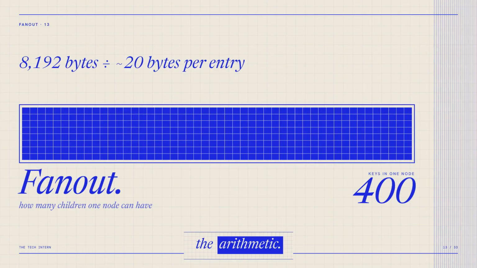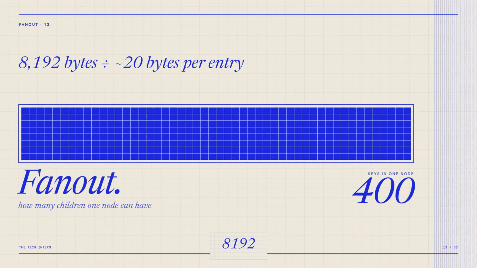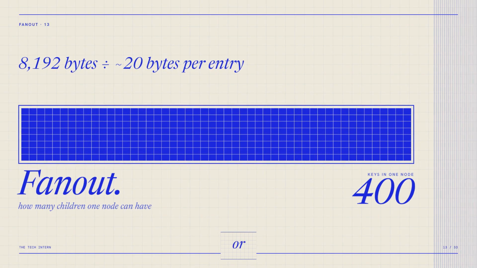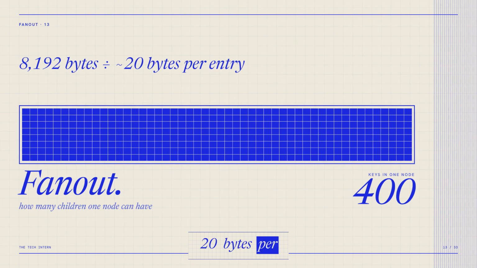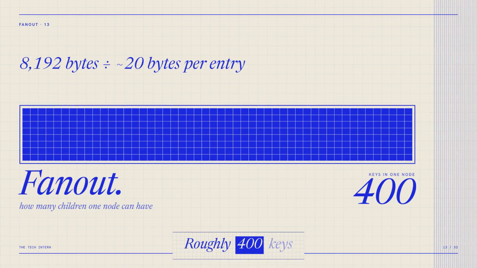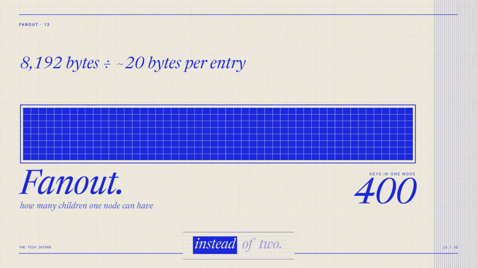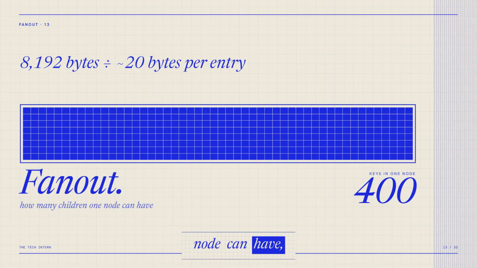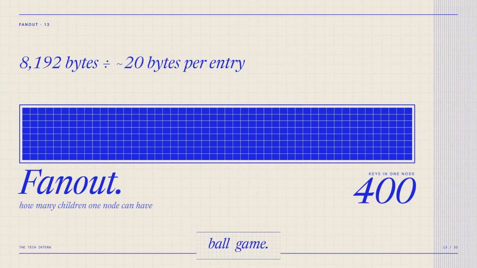Let's do the arithmetic. 8 kilobytes, 8192 bytes. We're indexing a big int, which is 8 bytes. Add the pointer to the child node or the row, plus per entry overhead. Call it 20 bytes per entry all in. Roughly 400 keys in a single node. 400 children per node instead of 2. That number, how many children one node can have, is called the fanout. And fanout is the entire ball game.